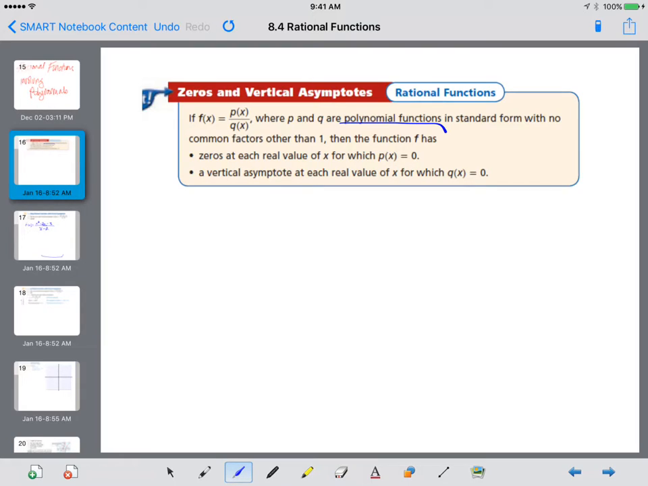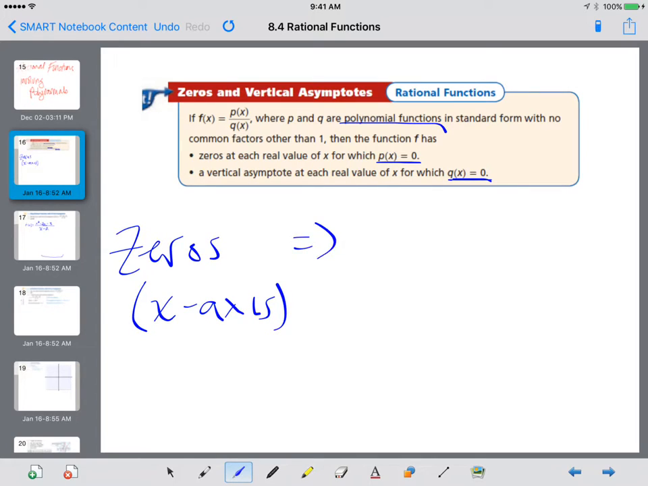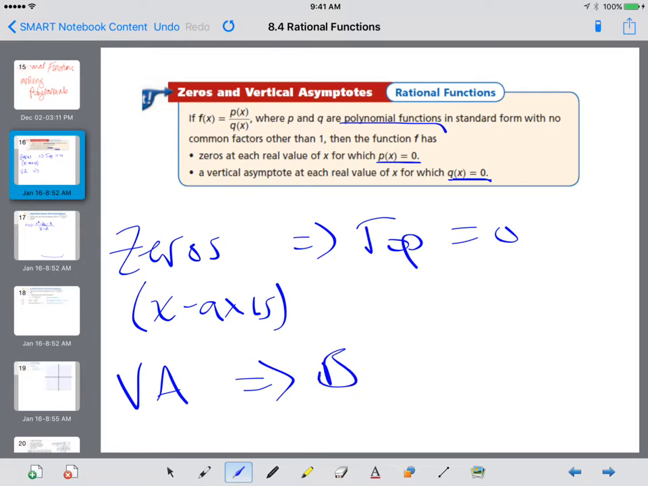You can find the zeros when the top, p of x, is equal to 0, and you can find the vertical asymptote where the bottom, q of x, is equal to 0. So zeros, remember, that's our x where it crosses the x-axis, can be found when the top is equal to 0, and the vertical asymptote can be found when the bottom is equal to 0. This is the simple concept that you just need to remember. If you want to make a note of it, that would be a good idea.